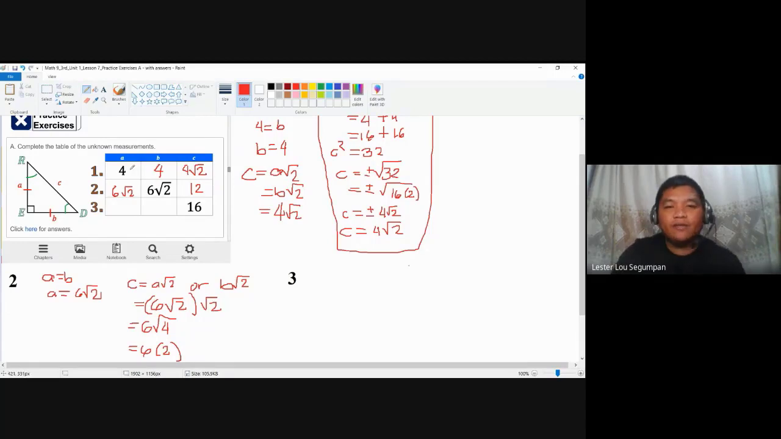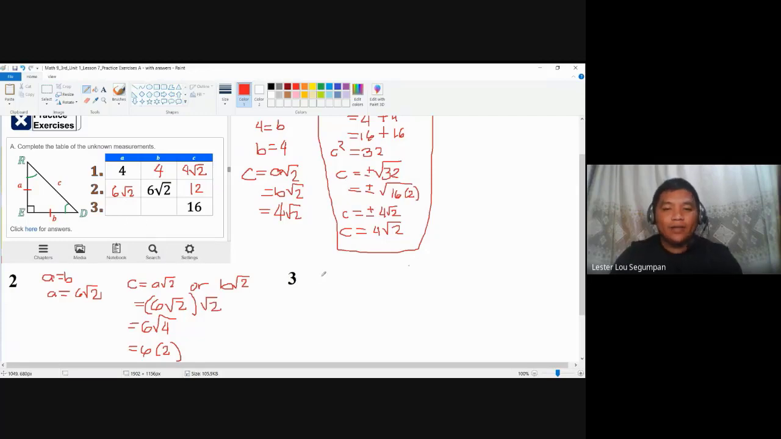Notice what happens here. If the measurements of your legs are without radical expression, you would expect that the value for C has a radical expression. But if your legs contain radical expressions, specifically square root of 2, it could be removed when solving for C. Similarly for number 3, since the value of C is given to be 16, we expect that our A and B, being the same, will contain square root of 2 as a multiplier.